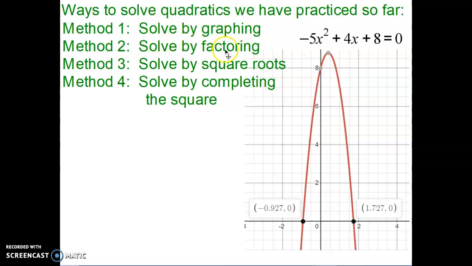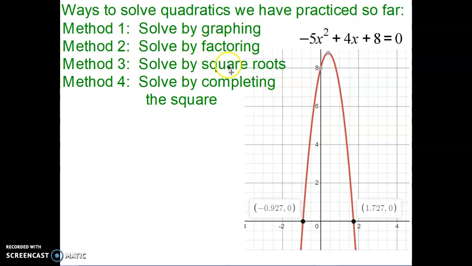Okay, let's look back at the ways we have already learned to solve quadratics. Solving by graphing, which remember we said the roots or the solutions of the quadratic are the x-intercepts of the graph. So this one has two solutions. You can see them here and here. Solving by factoring, truthfully, that is probably the most efficient way, but not every quadratic factors with real rational coefficients. So sometimes that one is not really possible.